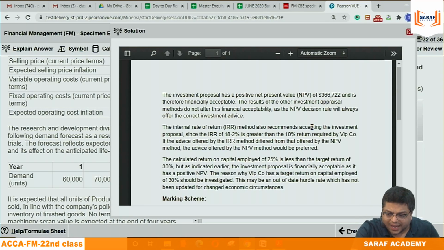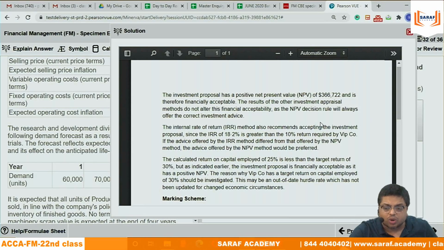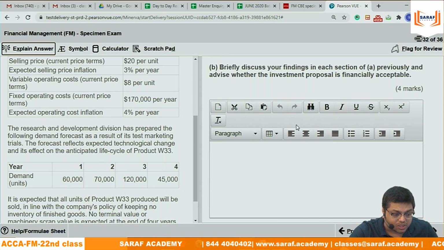There is your own style of writing, but ultimately what we need to write about all three methods is whether the project should be acceptable or not, the logic they are asking. It is four marks, so it should not be written at length, otherwise you will not get time to complete the paper.